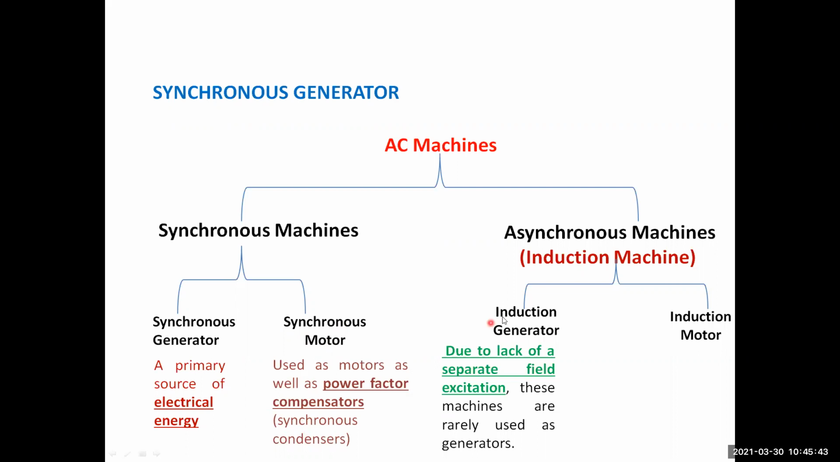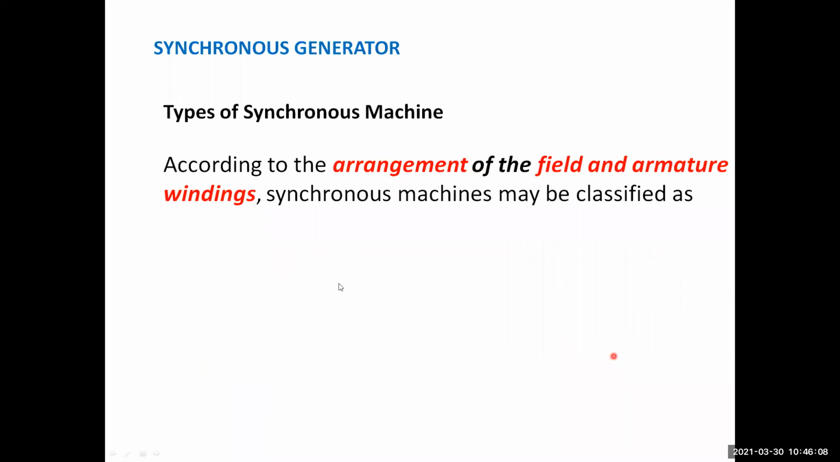Then induction machines as induction generators: due to lack of separate field excitation, these machines are rarely used as generators. Generally this type of asynchronous generator is used in wind turbines. Induction motors are the most widely used electrical motors in both domestic and industrial applications. We know well about induction machines.